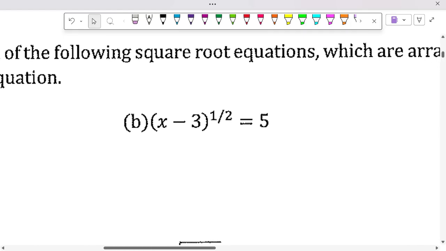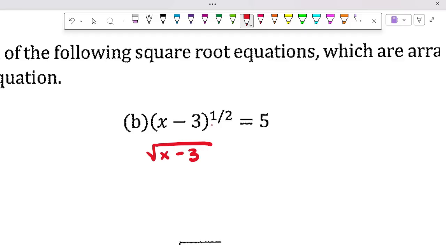Now, what's going on with B? It's still going to be a square root function, but how'd they write it? With a fractional exponent. So 1/2 is the same thing as what? A square root. So in other words, if you have anything raised to the 1/2 power, it's the same thing as taking the square root of that. So I'm going to rewrite this as the square root of x minus 3, because it's in parentheses, so I can write all of it under the radical, set equal to 5.